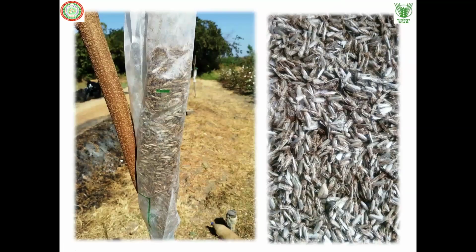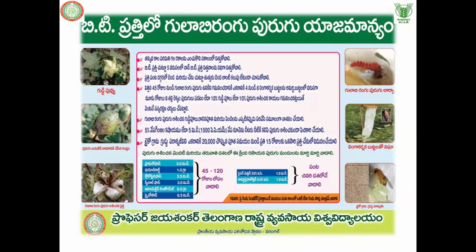Sucking pest IPM is different, and bollworm IPM is different. Especially for the bollworms, first we have to install the pheromone trap. You can see this is a single pheromone trap. How many adult moths have been caught? A pheromone trap is nothing but a small trap. It is a funnel trap, and inside that funnel there will be one rubber septum.